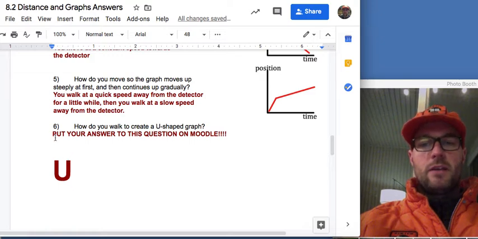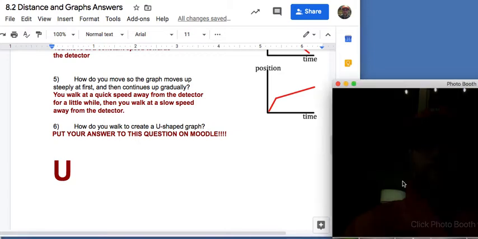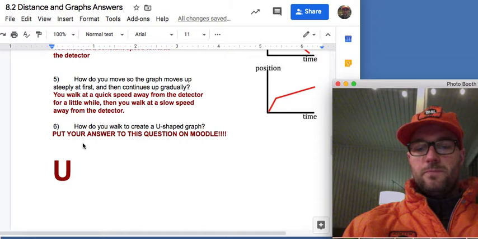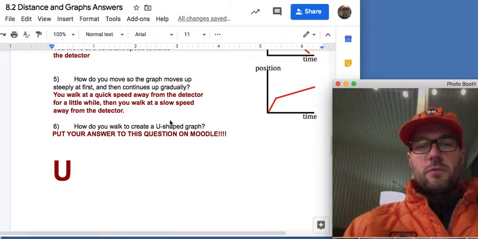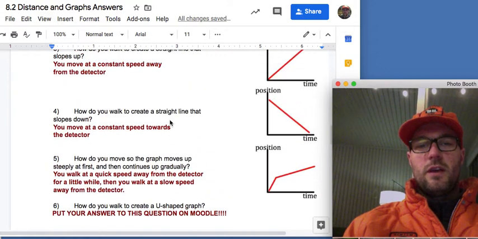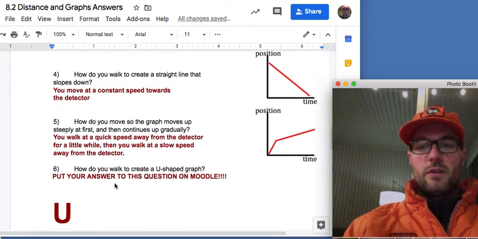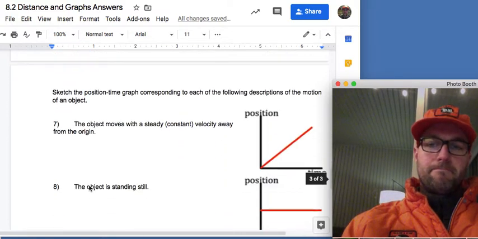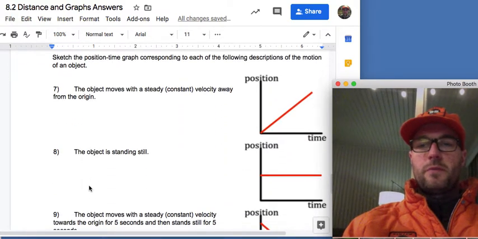Okay? That is where you aren't getting the answer right now, because you're going to have to put your answer on Moodle. So I'm not going to give that answer to you. You're going to have to figure it out from the clues that are hidden throughout this entire document and from your wonderful brains that you have in your heads. So, without further ado, let's move on to the next page.